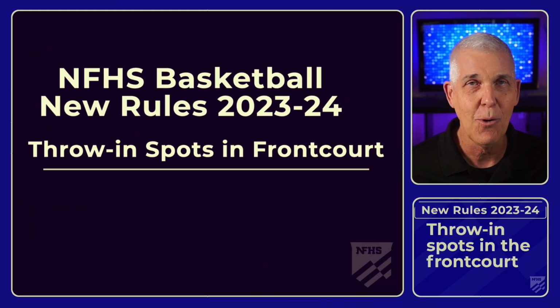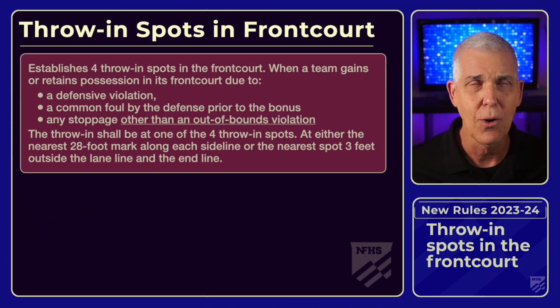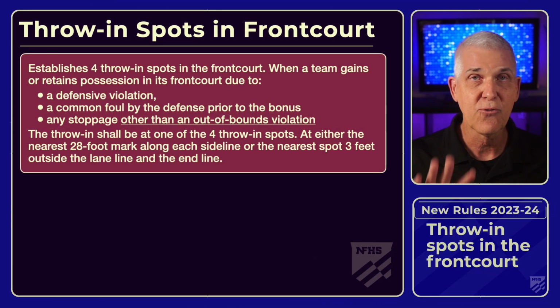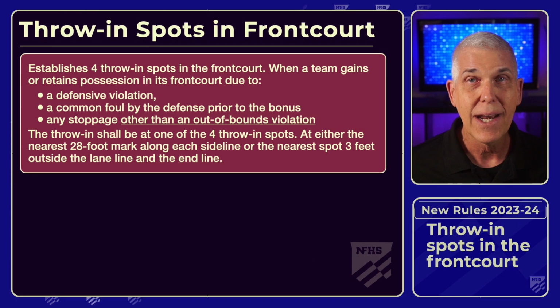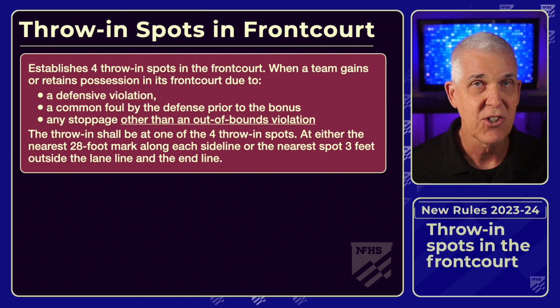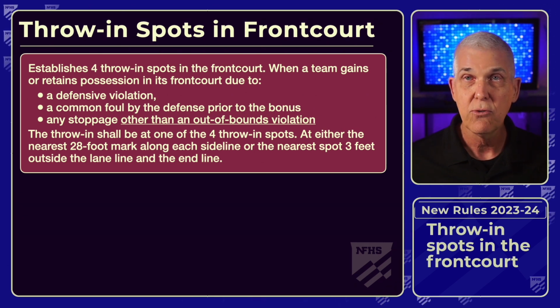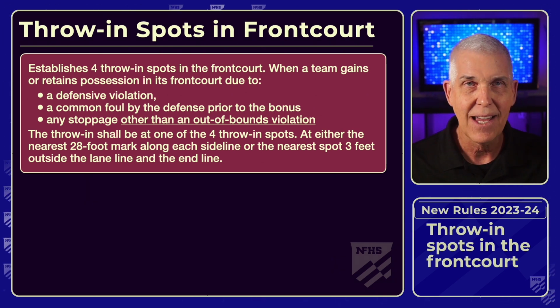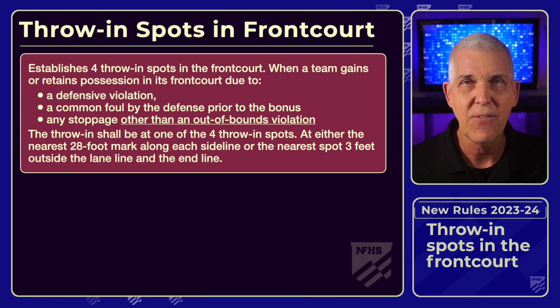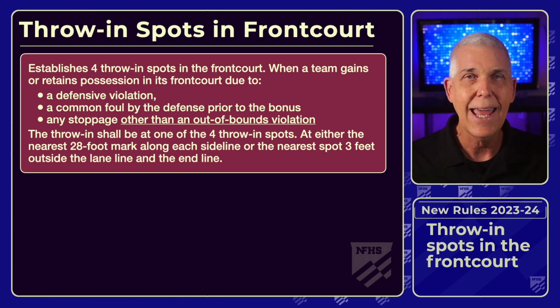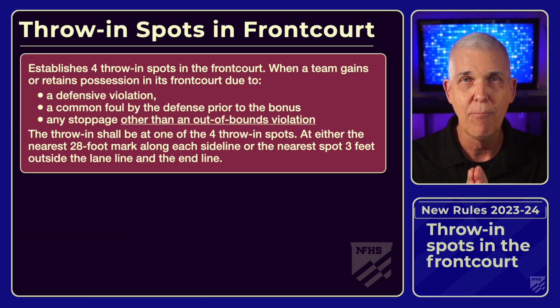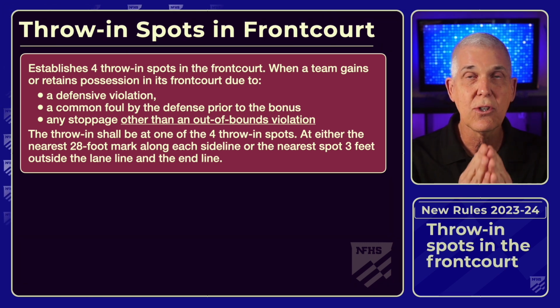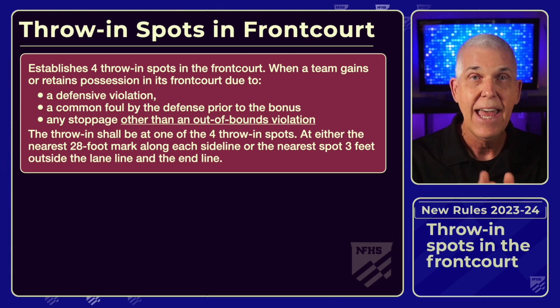We've got 4 throw-in spots in the front court. This is new. It establishes 4 throw-in spots in the front court. And the wording here is really critical. When a team gains or retains possession in its front court due to a defensive violation, a common foul by the defense prior to bonus, or any other stoppage other than an out-of-bounds violation. Out-of-bounds violation goes to the spot nearest the violation.